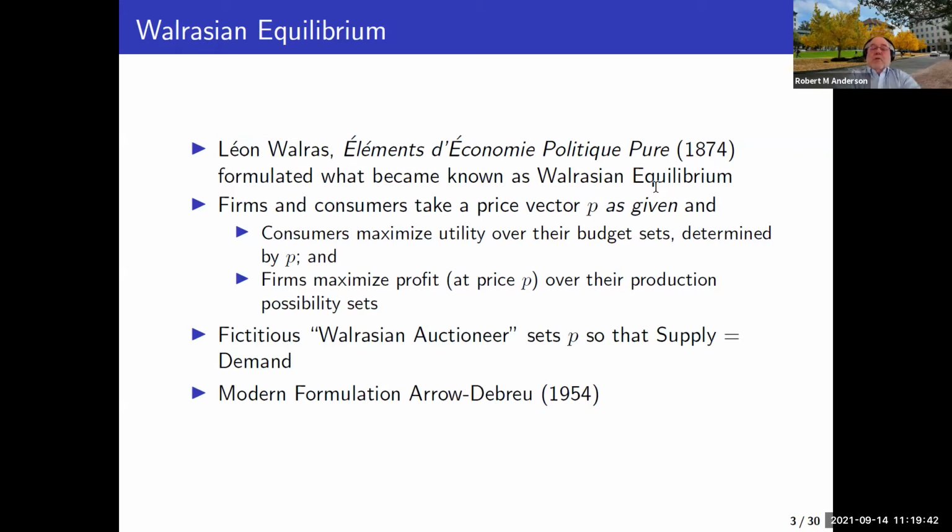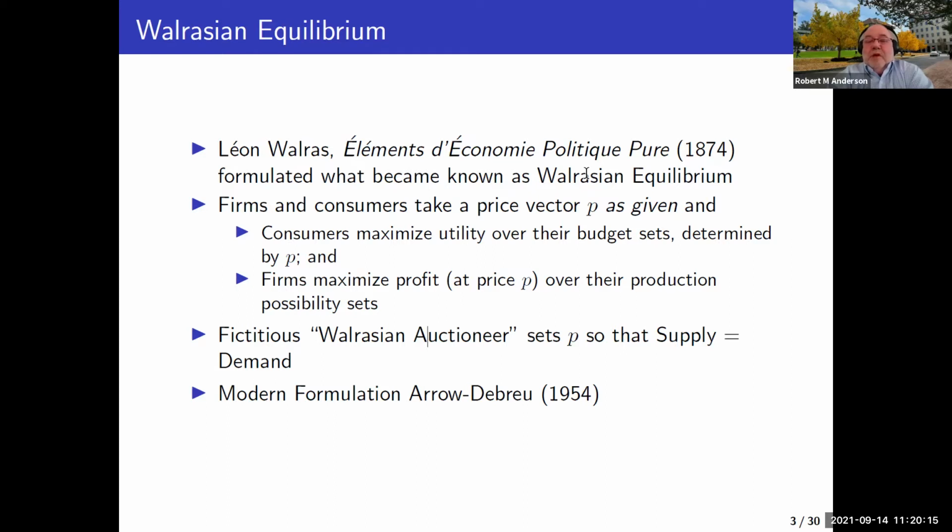And then what taking it as given means is they either don't believe they can influence it or act as if they can't influence it. And then consumers maximize utility over their budget sets, where the budget set is what they can afford to buy given the price vector P, and firms maximize profit over their production possibility sets.